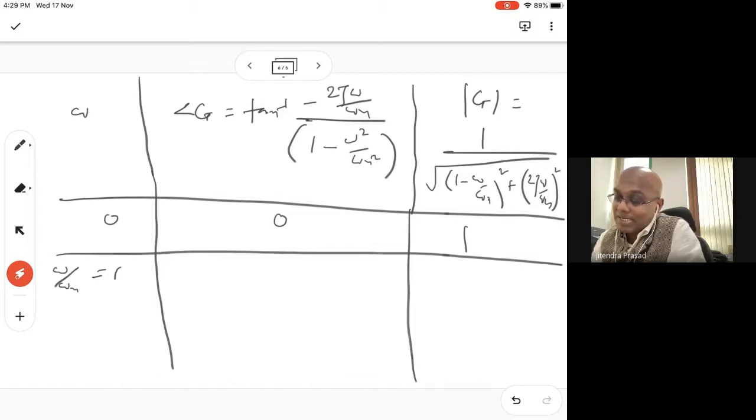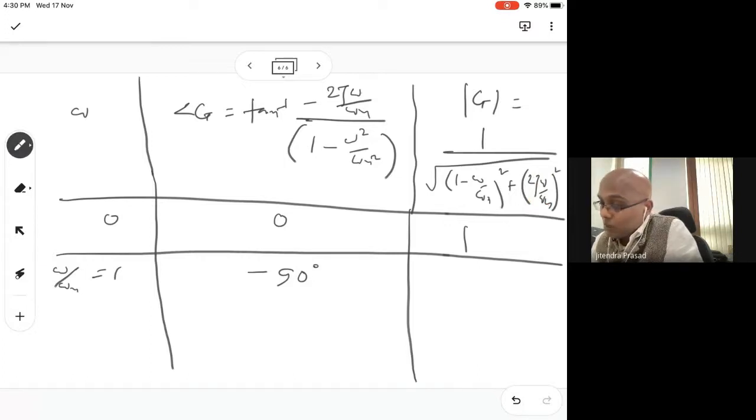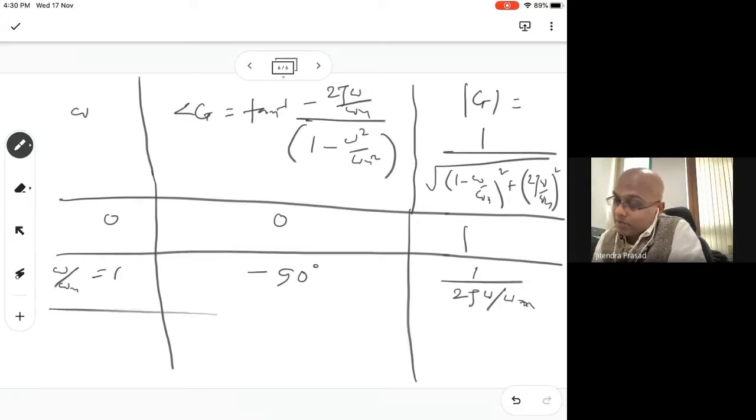Now what you see in this case is that 1 minus 1 will be 0. That means the angle is tan inverse of minus infinity, so that becomes minus 90 degrees. And what will be the value of the magnitude? Here the 1 minus omega over omega n term will be gone, so you will simply have 1 over 2 zeta omega over omega n as the answer. So we have that now.